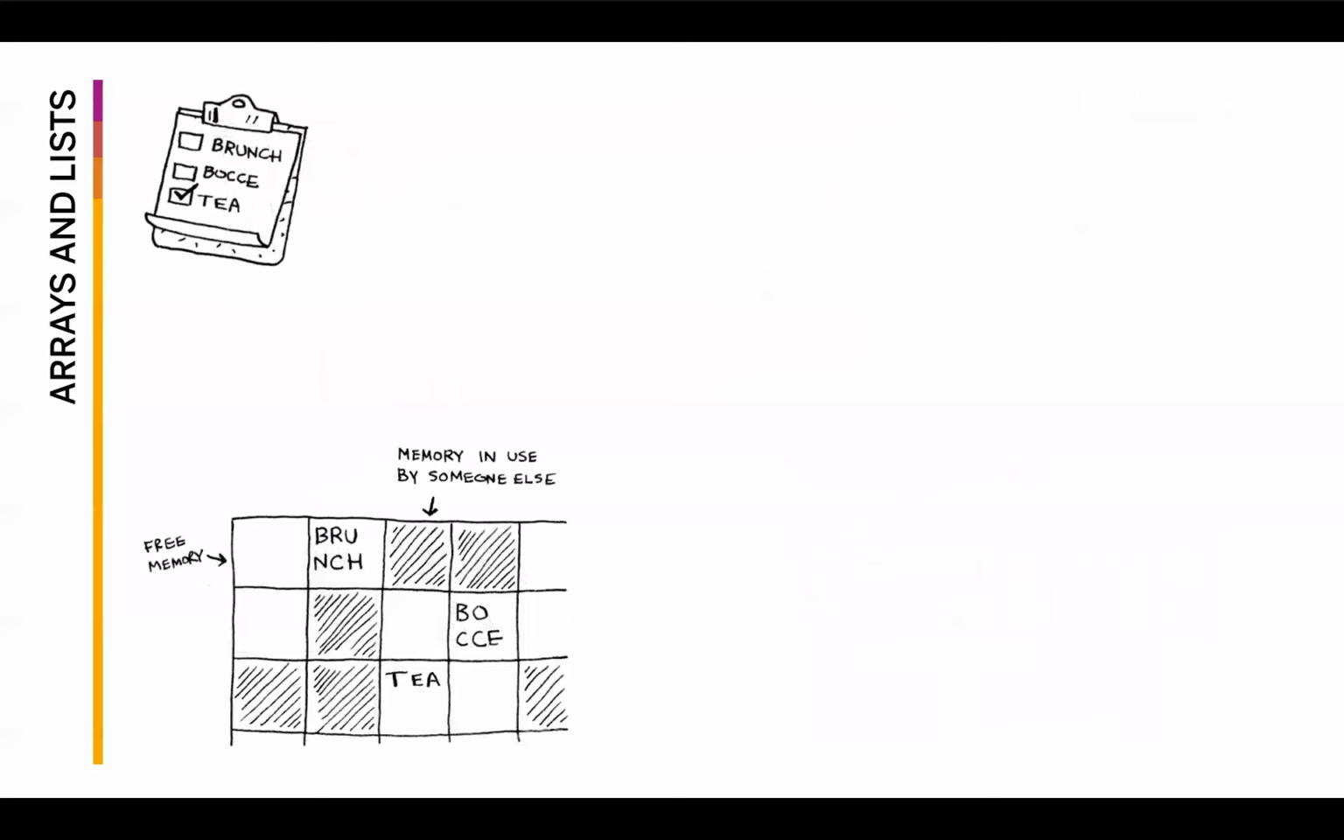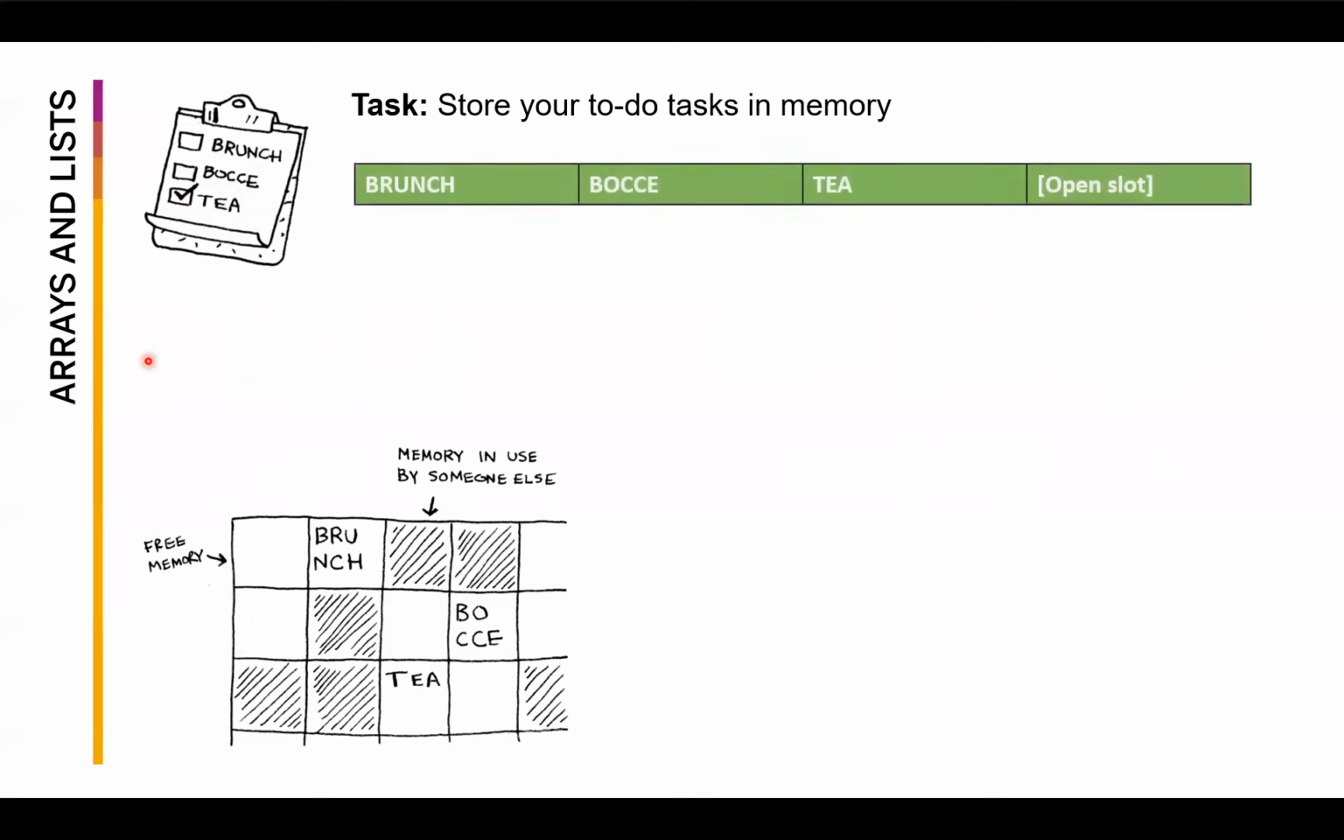And now let's do an activity. So, thought experiment. Let's say your task is to store your to-do activities in memory. So you have a brunch activity. You have a bocce, or a ball game, apparently. I just searched it earlier. And you have a tea session. So if you would store it in memory, again like the umbrella and the stuffed toy, you would store it on different shelves. Brunch on one shelf, bocce on the second shelf, tea on the third shelf, and maybe you have an open slot at the end.